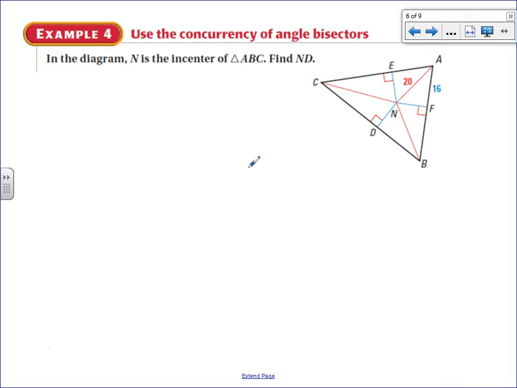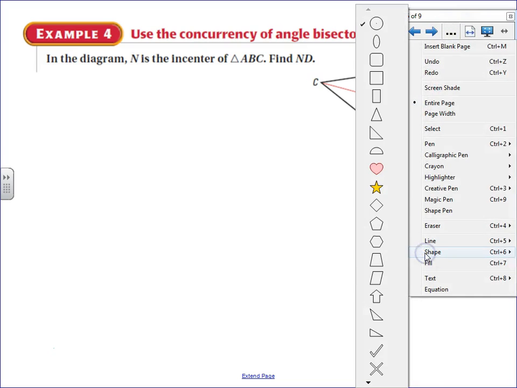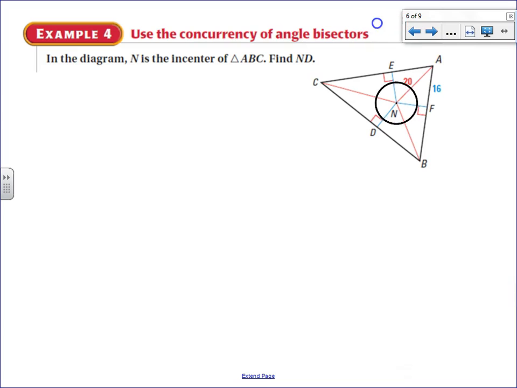So N is the incenter of ABC. So if that is the case, let's see if I can draw a circle. There we go. So if I can draw the circle inside there, I know that all those segments will be congruent. Now I want to find ND. So ND I will highlight in green. So how am I going to figure that out? Why don't you think about it for a while, pause the video, and then start it when you're ready.